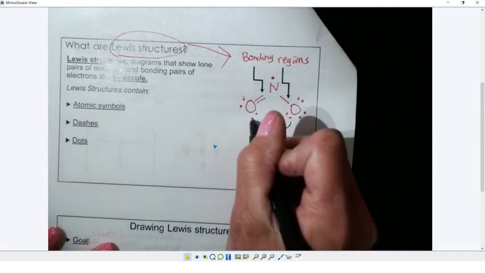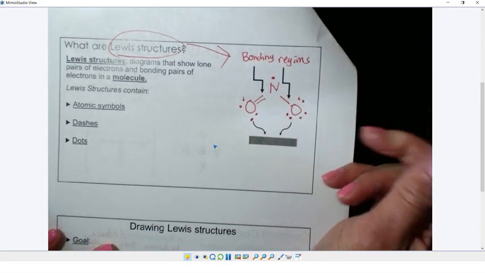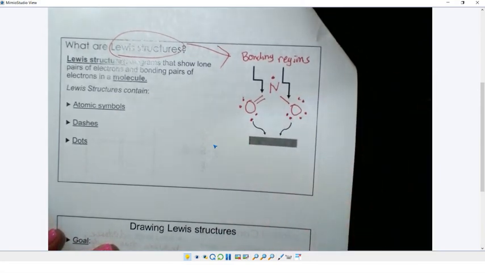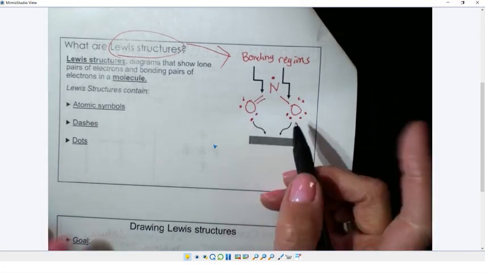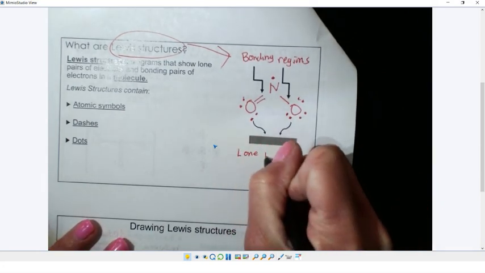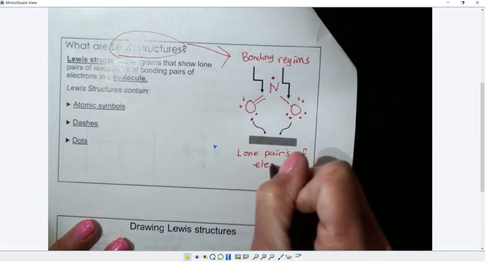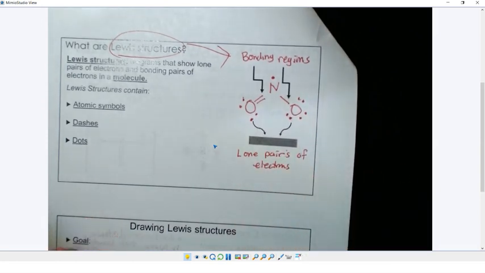These dots right here, what do the dots represent? You guys remember from just the Lewis structures? Valence electrons. So these are valence electrons, but they're not bonded. So we call them lone pairs of electrons. They're electrons that are not involved in bonding.